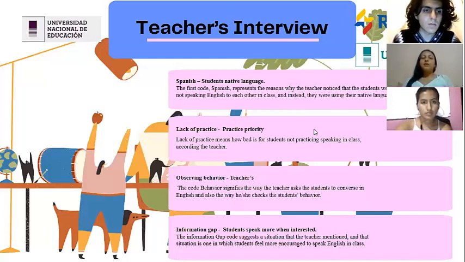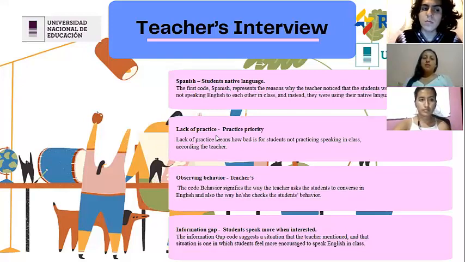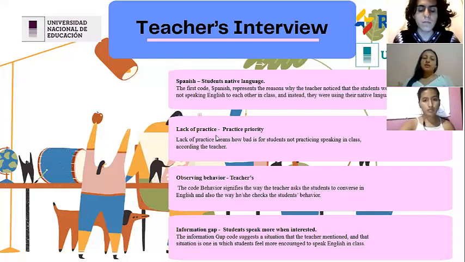Number 3, overall behavior, teacher's motivation. This means that task-based activities performed by the teacher are necessary to encourage students to use English to speak in various contexts that only require it. And number 4, information gap. Students speak more when interested. This means that oral expressions must also be based on real topics that are of interest to students, establishing information gaps that help develop language skills.